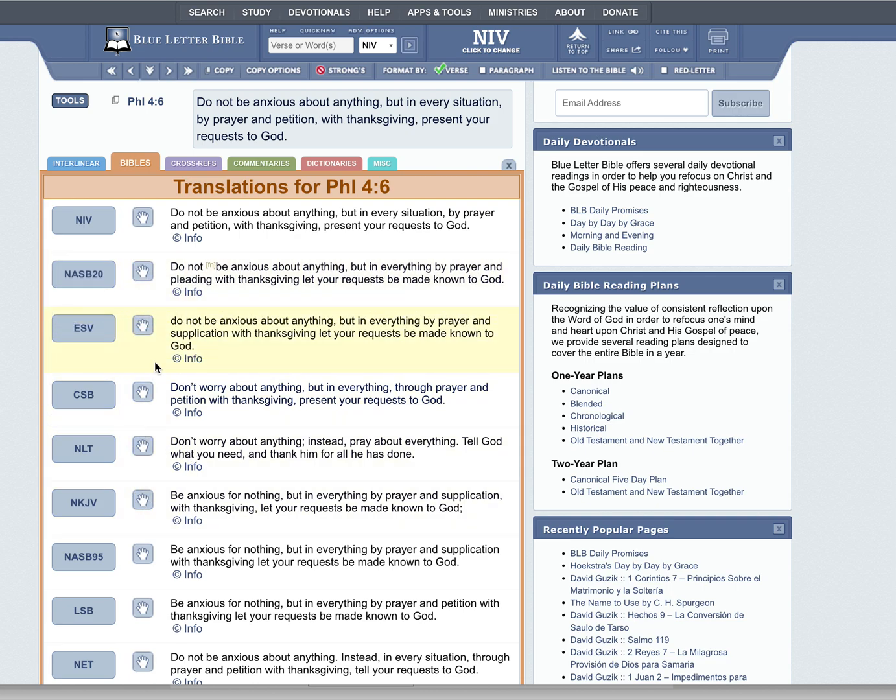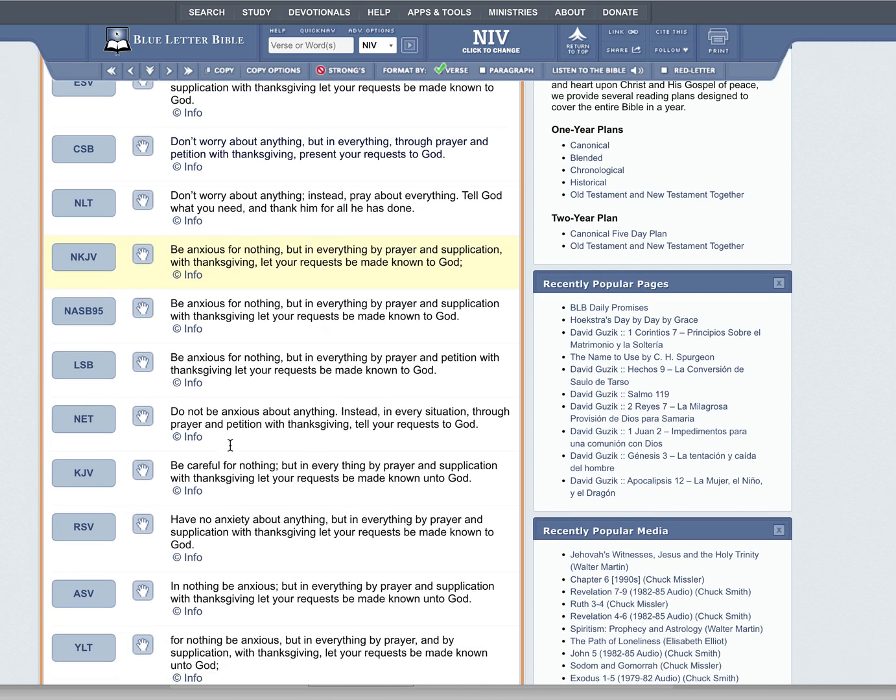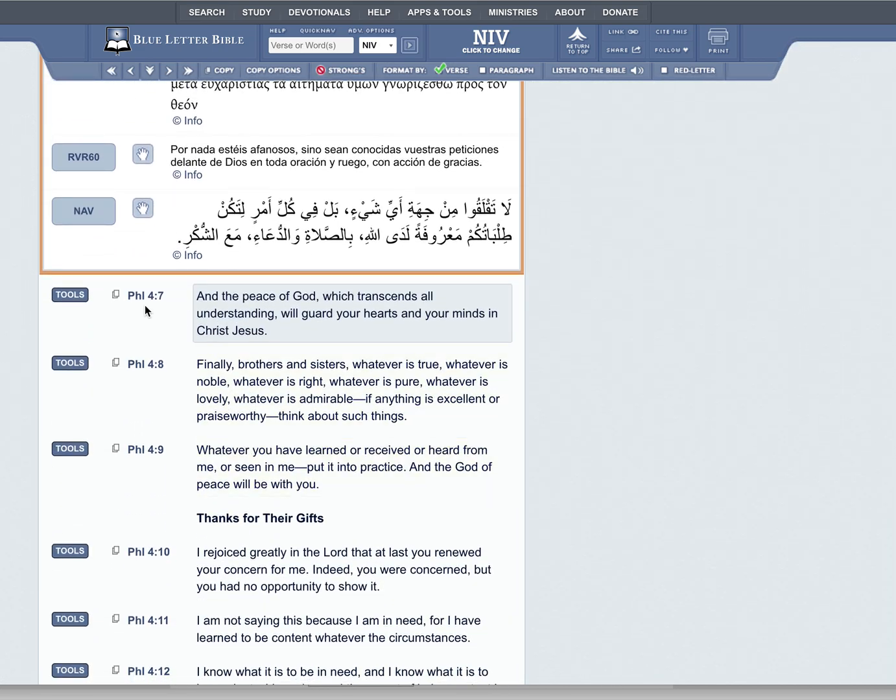You pick your favorites. And so you see, do not be anxious, do not worry about anything, through prayer and petition, through prayer and pleading. This one says, don't worry about anything, tell God what you need and thank Him for all that He's done. Makes it a little bit simpler. That's verse 6.